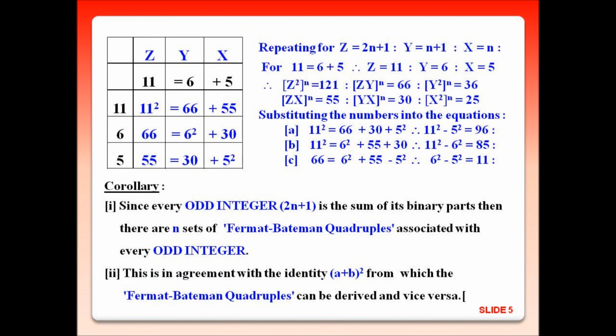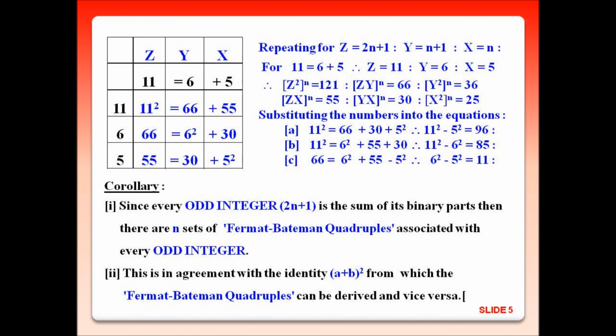Repeating, for z equals 2n plus 1, y equals n plus 1, x equals n, we get another three numeric Fermat-Bateman quadruples as shown. Notice that when we use the binary partition n plus 1 and n, we will always get an adjacent pair of triangular numbers, the difference of the squares of which will always be the cube of the difference of the two triangular numbers.